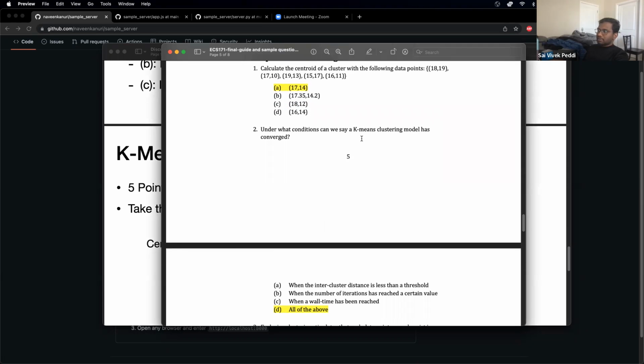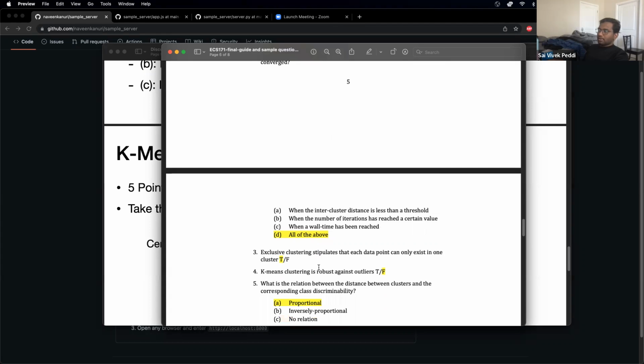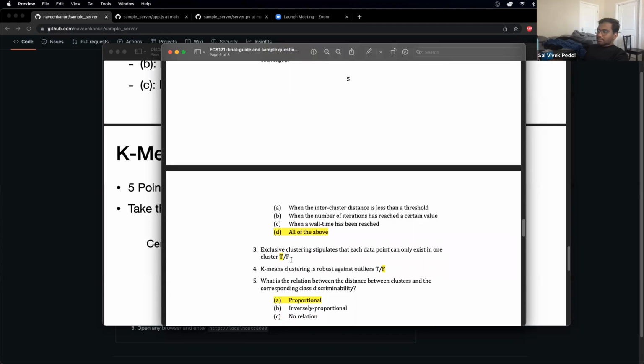Under what conditions can we say a K-means clustering model has converged? This is also a theoretical question. When the intercluster distance is less than a threshold, when the number of iterations has reached a certain value, and when the wall time has been reached. All of these conditions can be used for convergence in K-means. Exclusive clustering stipulates that each data point can exist only in one cluster, true or false. Yes, it is true.